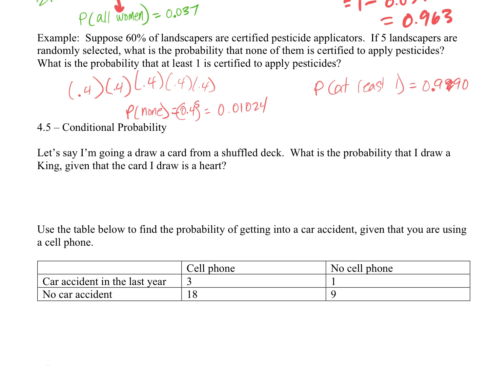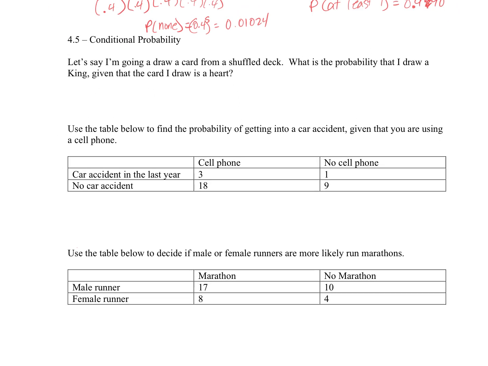All right, lastly, we're going to talk through something called conditional probability. Let's say I'm going to draw a card from a shuffled deck. What is the probability that I draw a king, given that the first card is a heart? Okay? Now, here's my question.